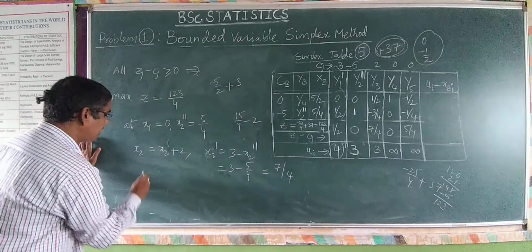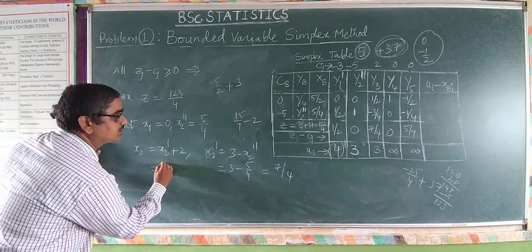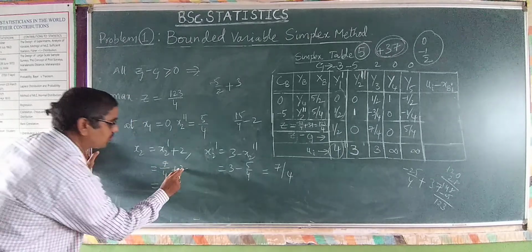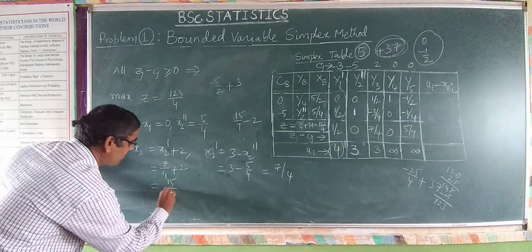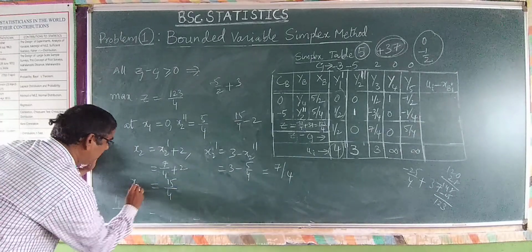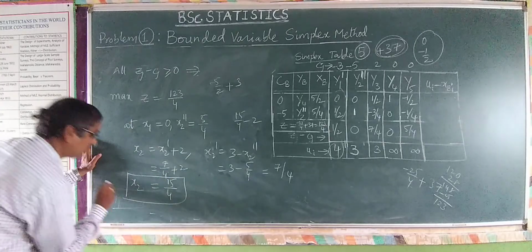Now again substitute here. The x2 dash value is 7 by 4 plus 2, which is 4 twos are 8, 8 plus 7, 15 by 4. So that is the value of x2. The x2 value is 15 by 4.